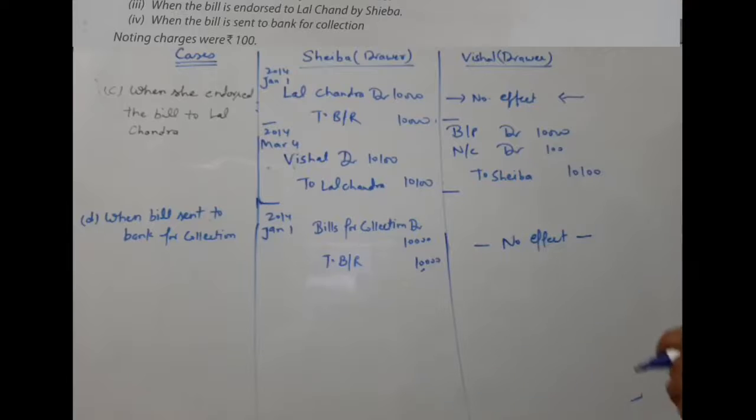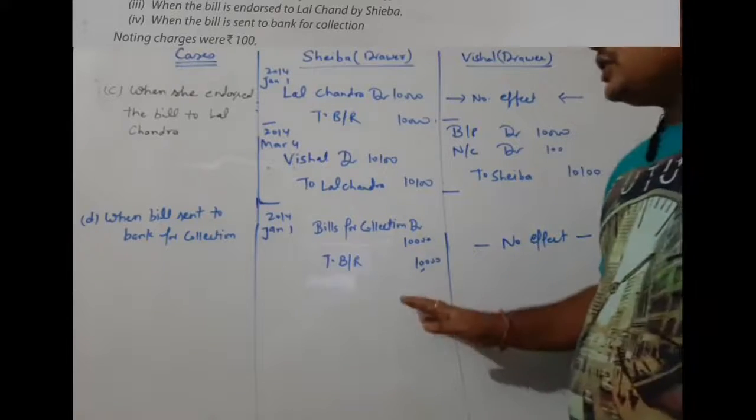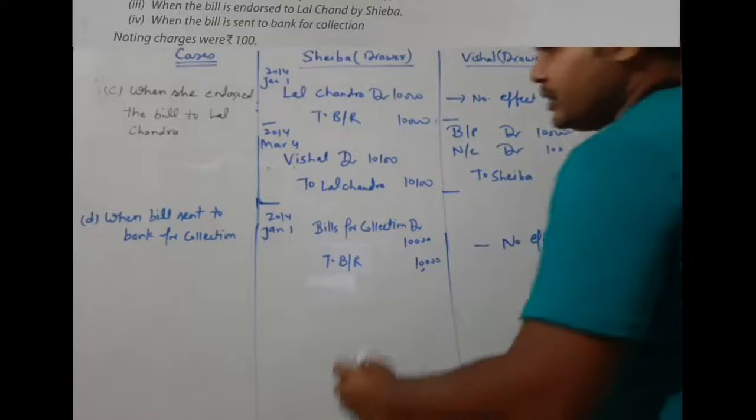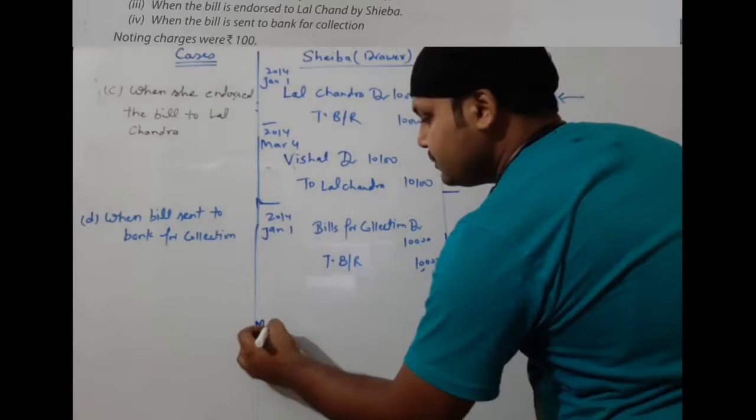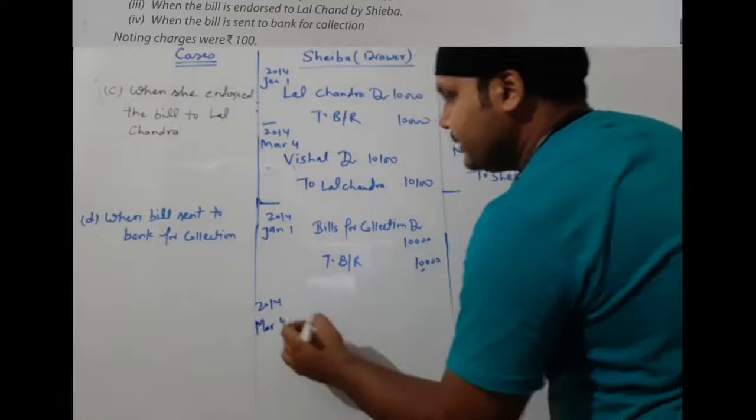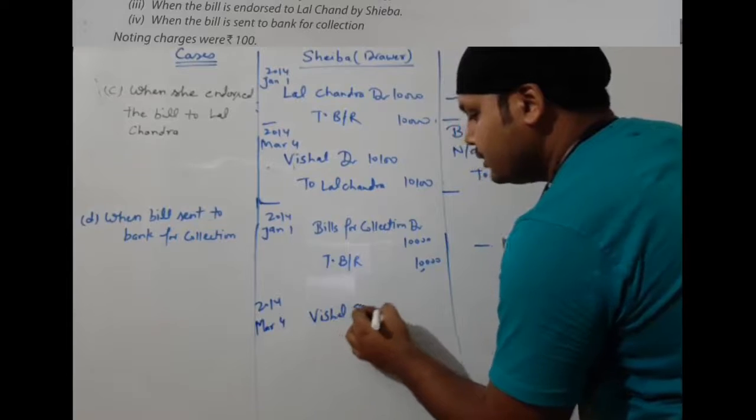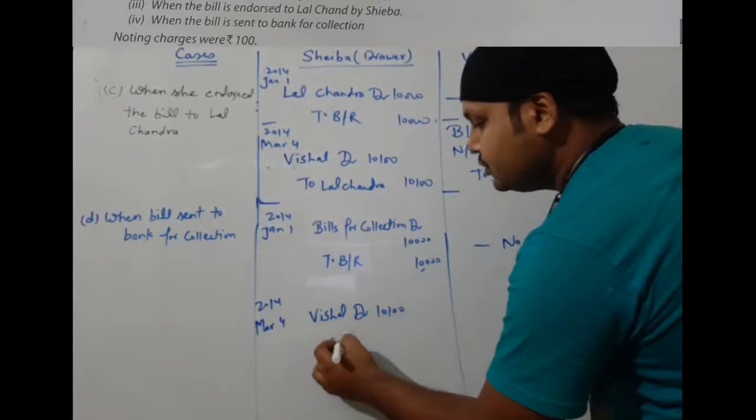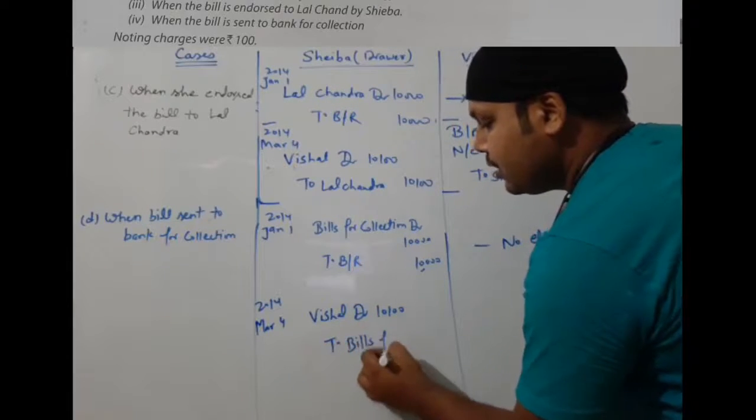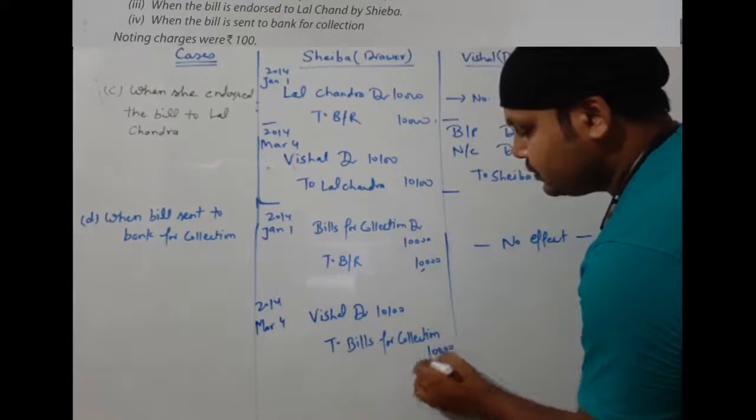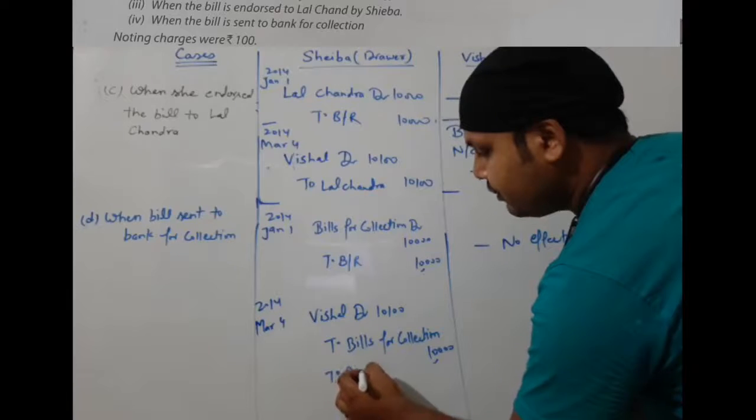बिल कलेक्शन के लिए. बट यू नो वेरी वेल, आफ्टर सेंडिंग द बिल to bank for collection, you know very well on the due date Vishal does not pay the amount. So in this situation the entry will be on the due date, that is March 4, 2014: Vishal account debit 10,100 to bills for collection account 10,000 and ₹100 deducted from my bank account.